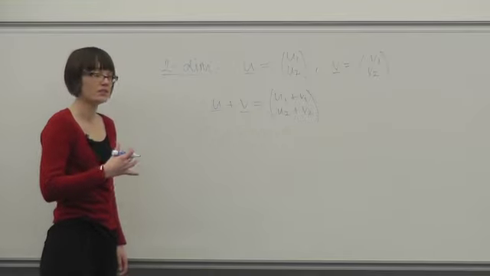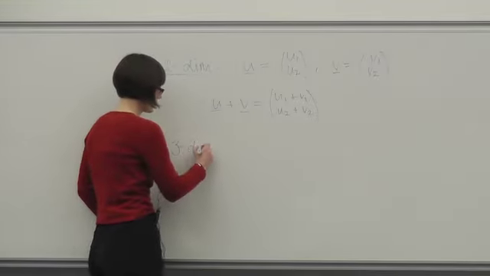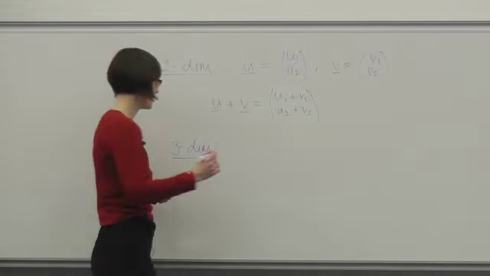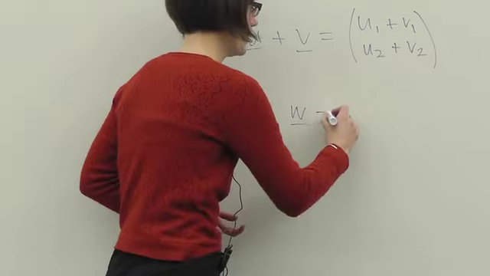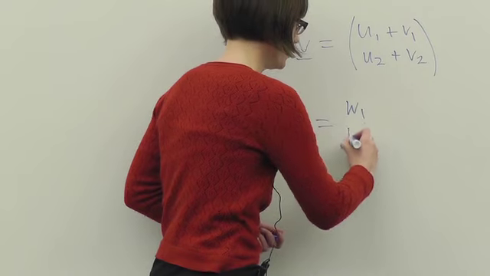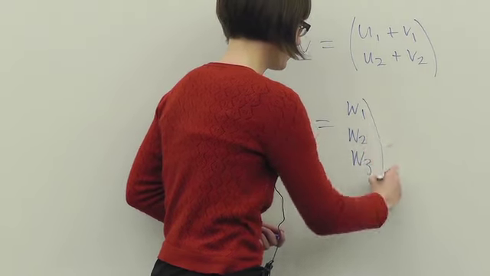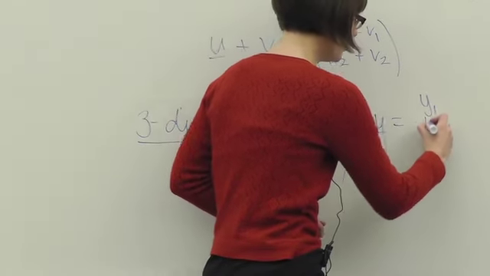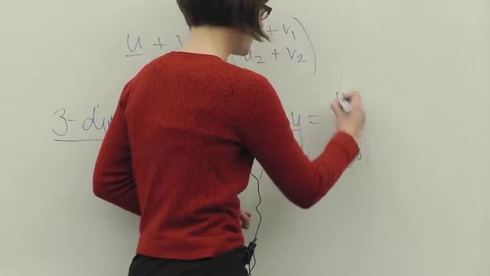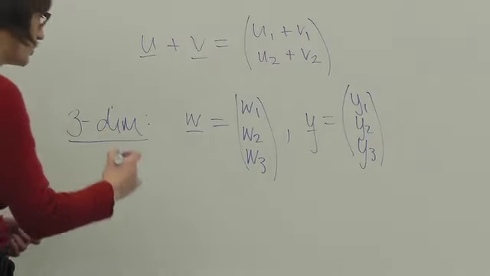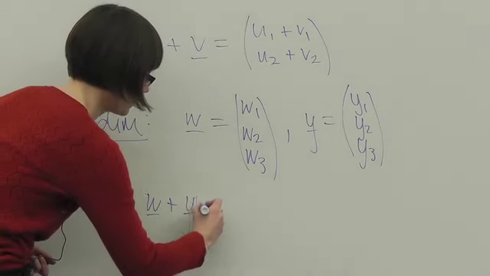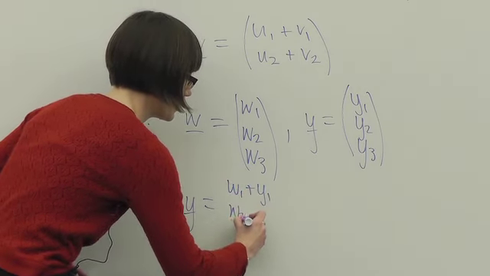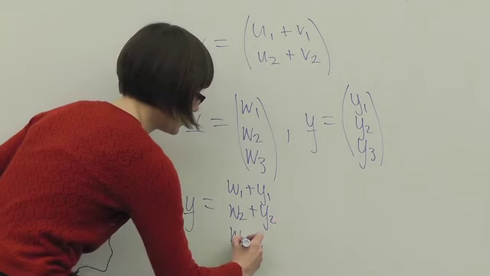Okay, and what about in the three-dimensional case? Well, again, the definition's entirely analogous. If I have a three-dimensional vector w, say with components w1, w2, and w3, and another one, say y, with components y1, y2, and y3, then by definition, the vector w plus y is the vector (w1 plus y1, w2 plus y2, w3 plus y3).